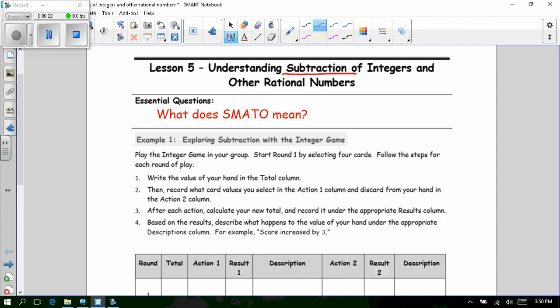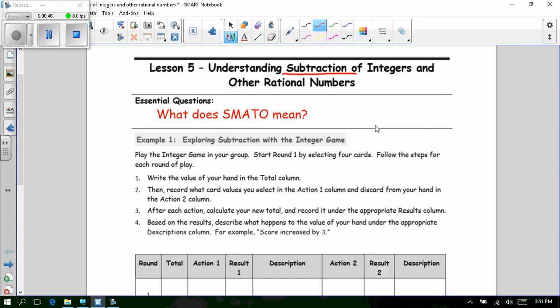Subtraction. If you'll notice my essential question, what does SMATO, S-M-A-T-O, mean? Since it's all in caps like that, it's probably some kind of abbreviation, right? I'll give you a hint, like LOL, OMG, right? SMATO, they all represent a different word. We're going to figure out what that is. All right, what does SMATO mean?